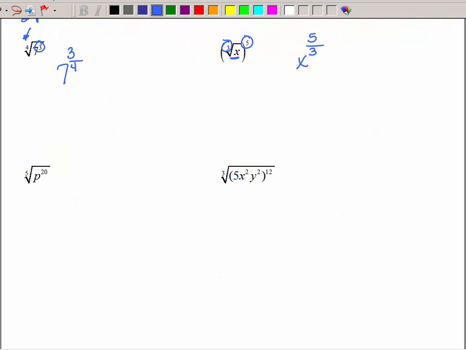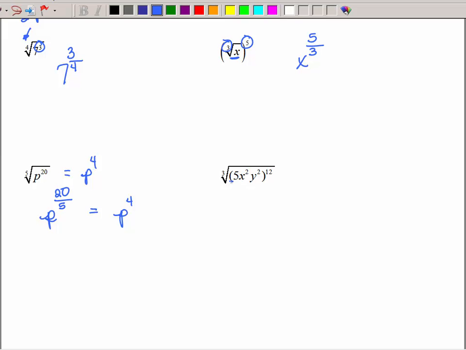Let's look at these last two problems. Again, we're converting the radicals to exponents and then simplifying. So let's take the base, which is p, the root is 5, the power is 20. Can you simplify that? Well, of course you can, because 20 divided by 5 is 4. So the fifth root of p to the 20th power is p to the 4th power.